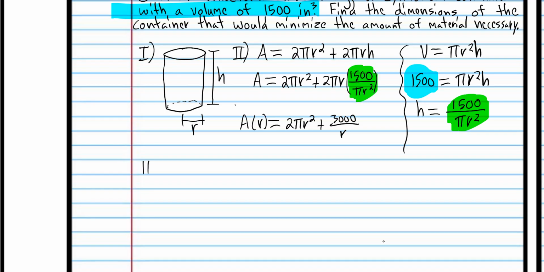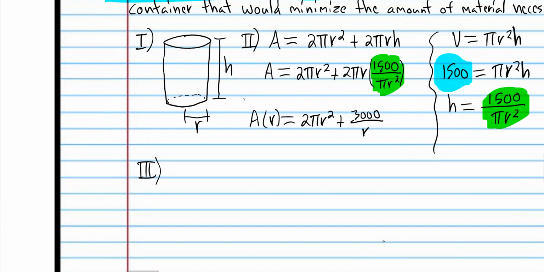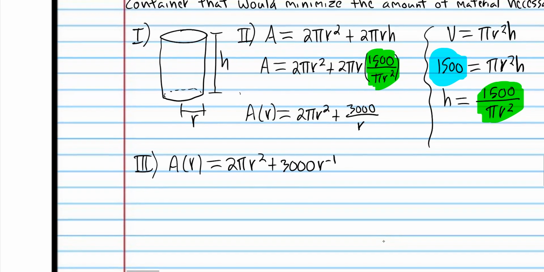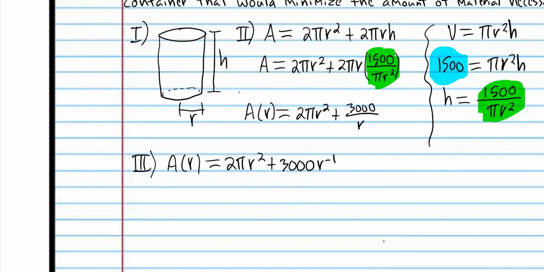Now on to step number 3. We're going to find the derivative of that function. But before we do that, we're going to change the form to make things easier for us when we find the derivative. So I changed this expression there into 3000 times r to the -1 power. Again, you don't have to do it that way. You can just use the quotient rule if you want to, but most students prefer to do it this way. So now we can find the derivative.